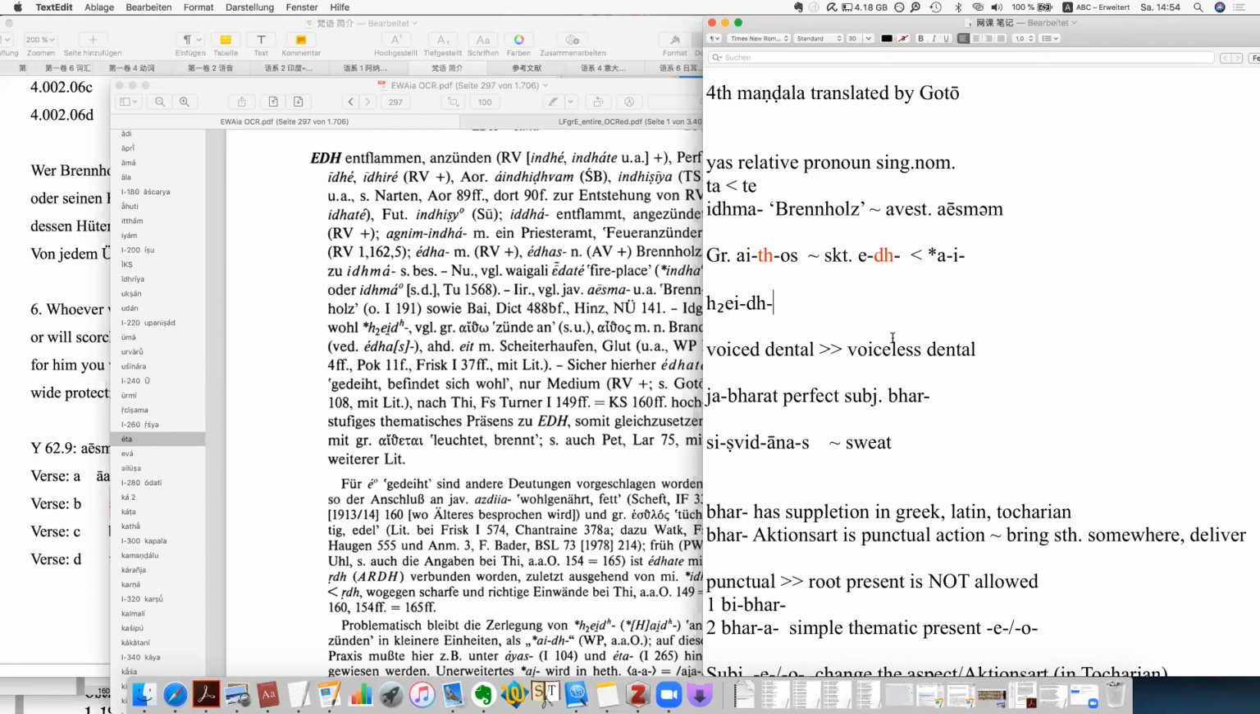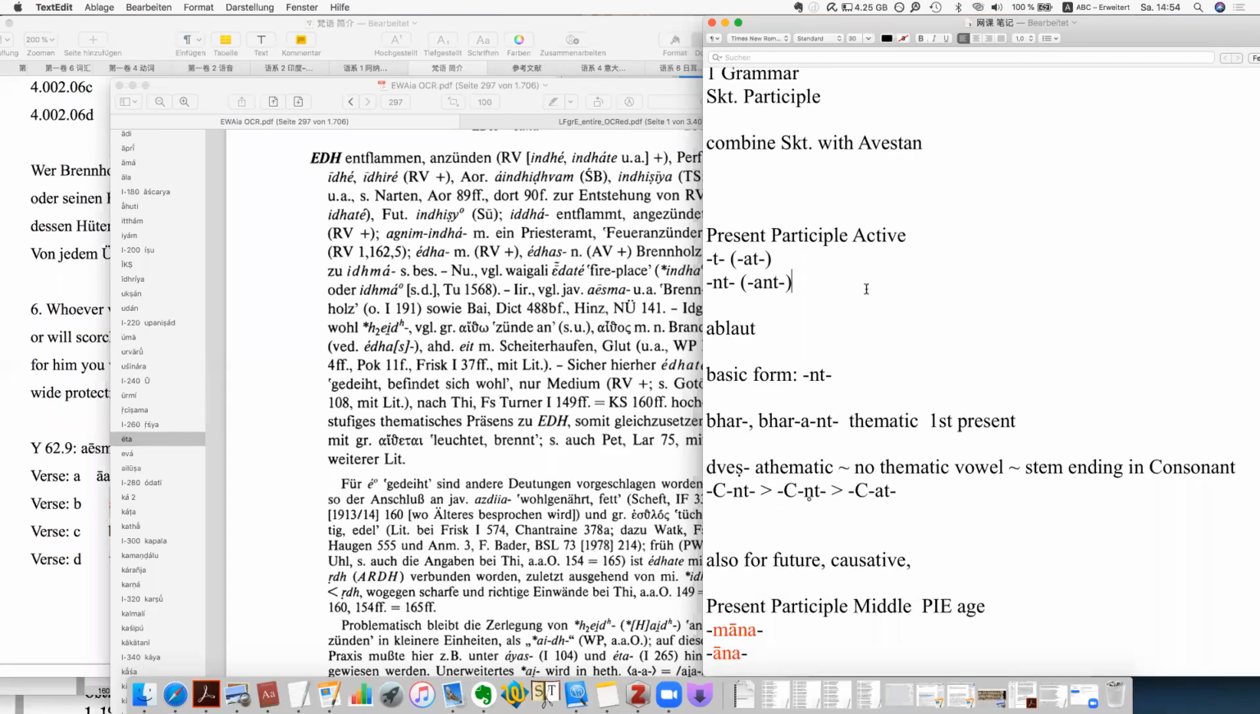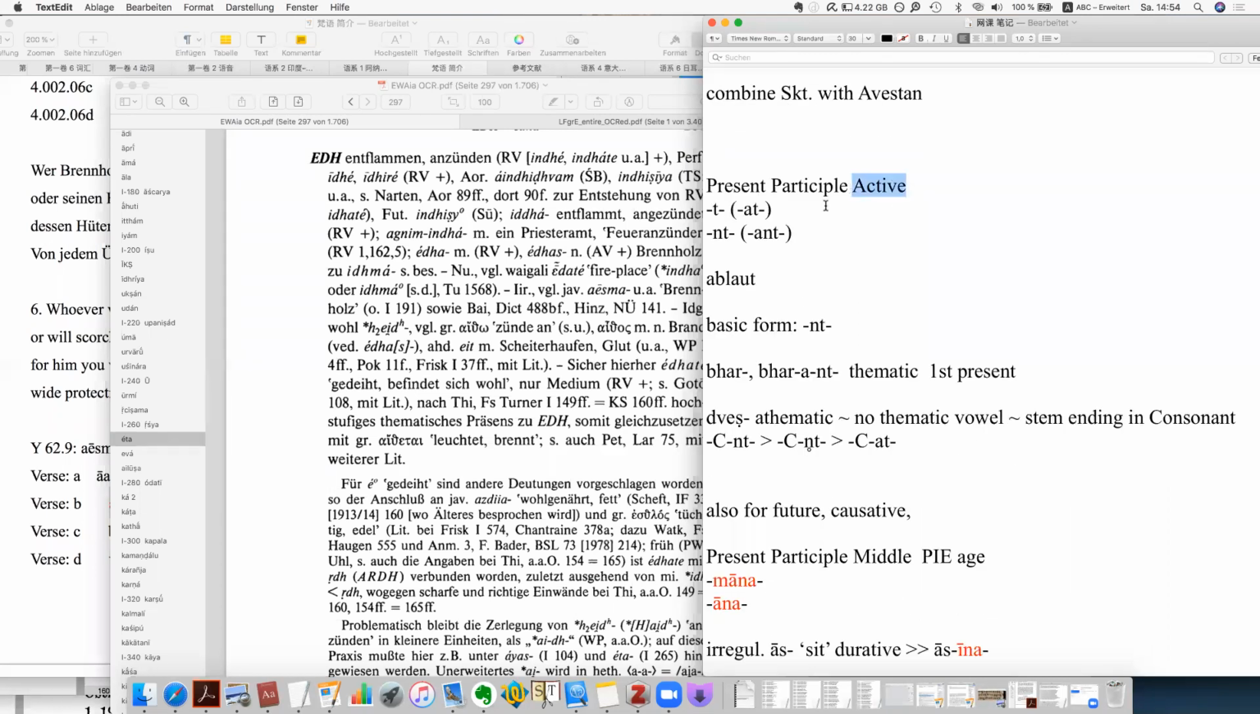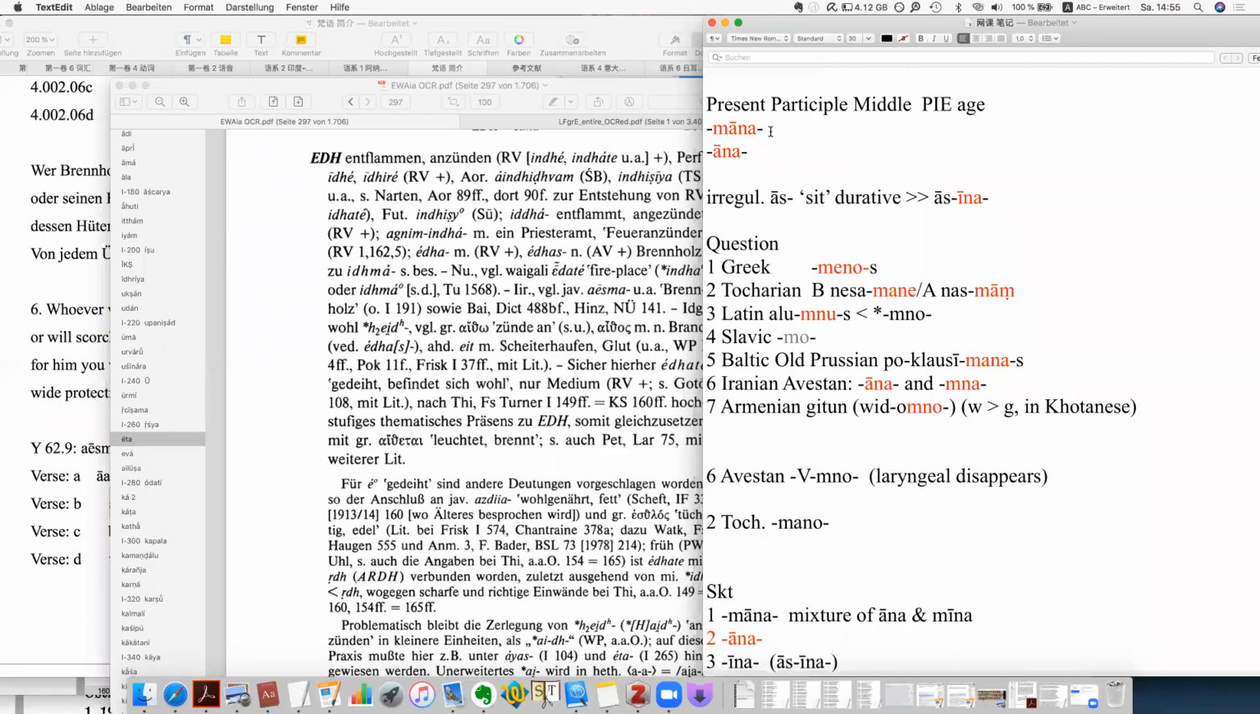Okay. Before we stop, I will make a very brief summary. The summary is pretty simple. So we talked about the participle today. The Sanskrit active participle is called -ant or -at, and the different forms are due to different phonological context. After consonants, nt will become at. So this is a regular sound change. And then we came to the discussion of the middle participle, which is a little bit complicated.